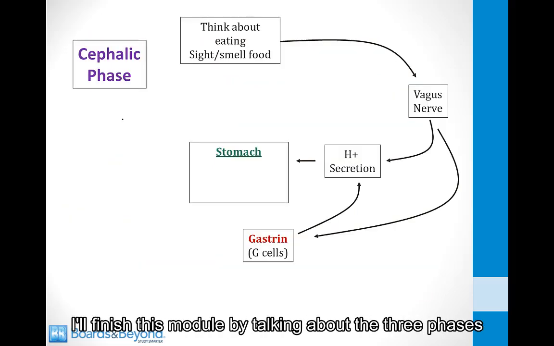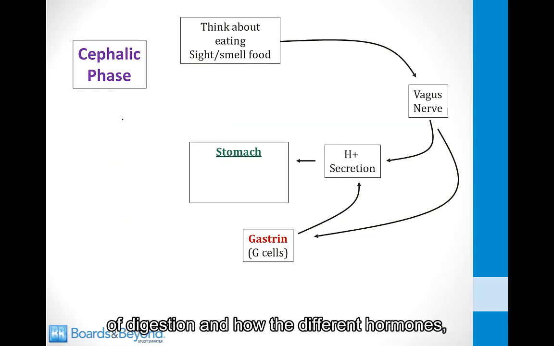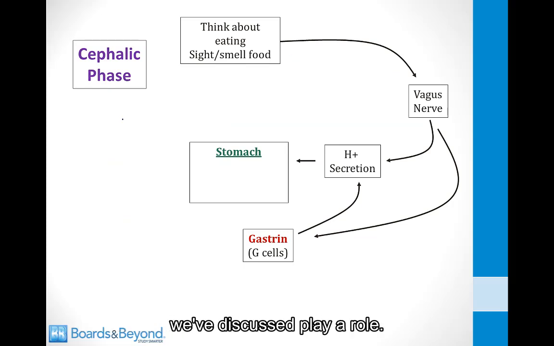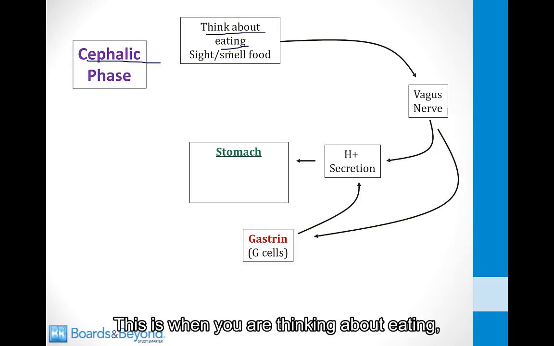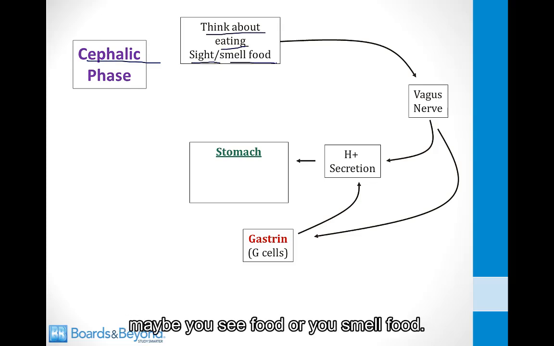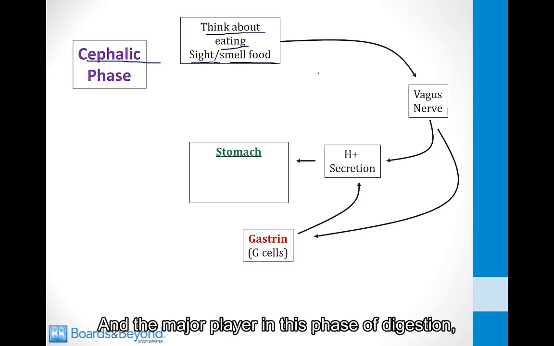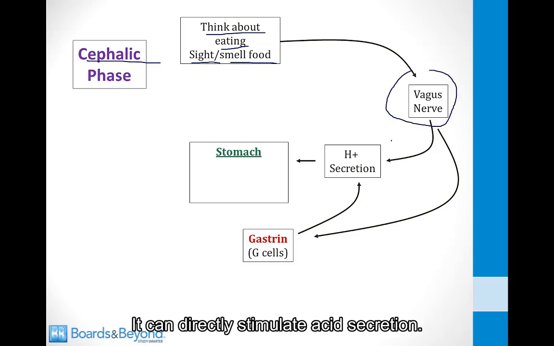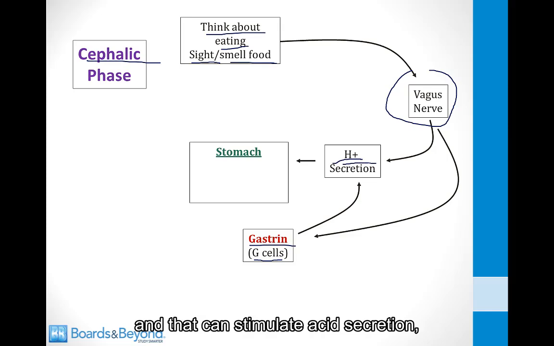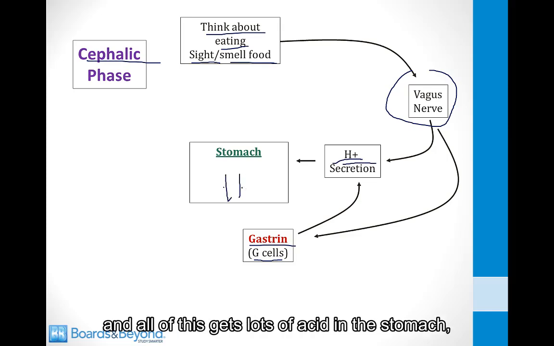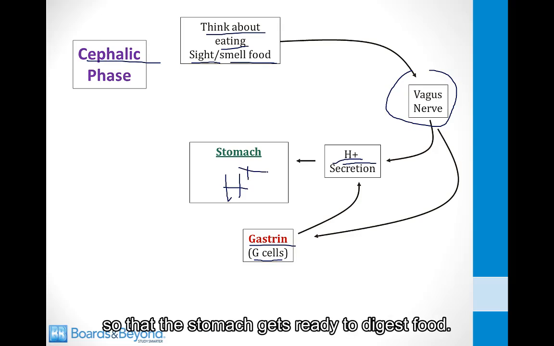I'll finish this module by talking about the 3 phases of digestion and how the different hormones we've discussed play a role. The first digestive phase is called the cephalic phase. This is when you are thinking about eating, maybe you see food or you smell food. And the major player in this phase of digestion is the vagus nerve. It can directly stimulate acid secretion. It can also stimulate gastrin release from G cells, and that can stimulate acid secretion. And all of this gets lots of acid in the stomach so that the stomach gets ready to digest food.